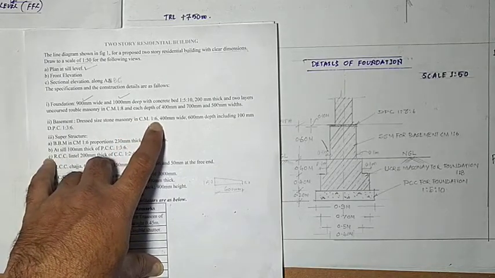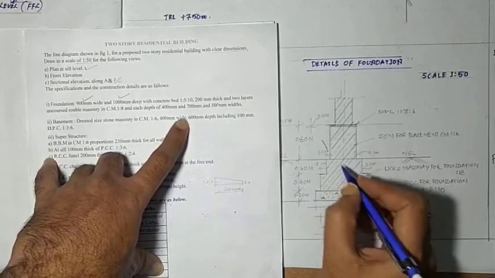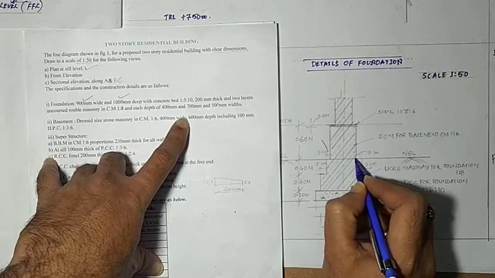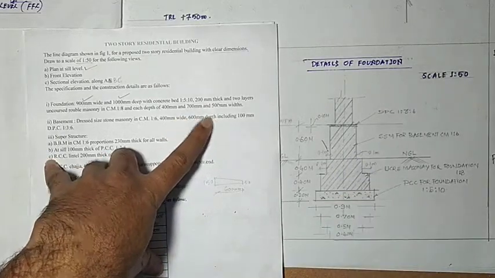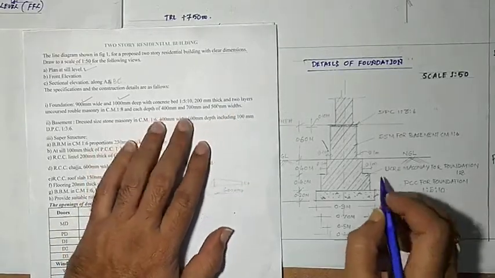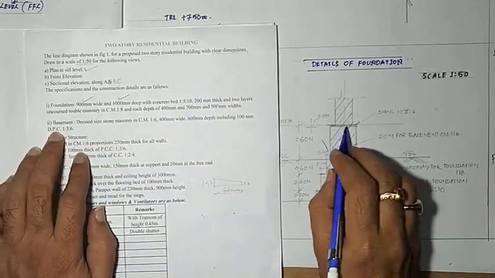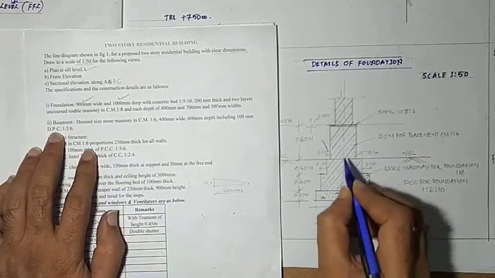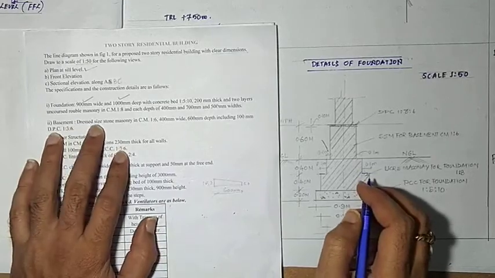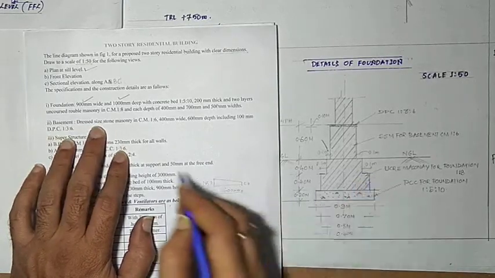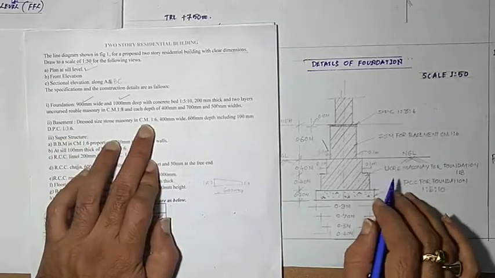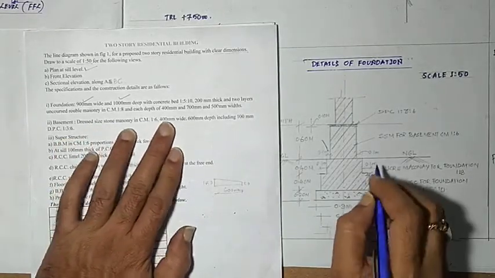Basement dressed size stone masonry in cement mortar 1:6. So 400 mm wide, so this is 400 mm, this width is 500, now this is 400 mm, 600 mm depth including 100 mm DPC. So it is very simple. So over this foundation I am laying a basement by using dressed size stone masonry. I can write this as SSM, size stone masonry, by using a cement mortar ratio 1:6, 400 mm width.